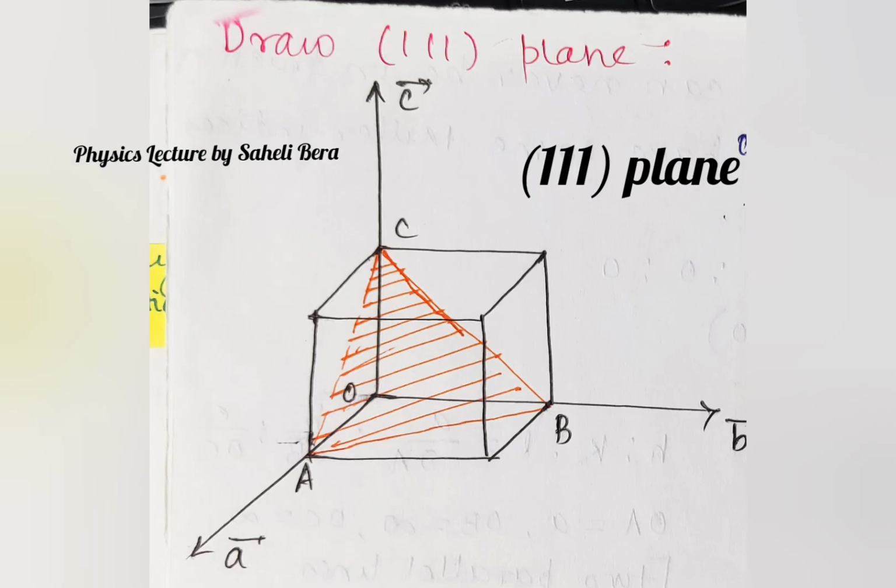Next is the 1 1 1 plane. The reciprocal will be 1 1 1 itself. So it will cut the x-axis, y-axis and z-axis at A, B and C, or 1 1 1. So the plane will look like that, indicated by the orange color.